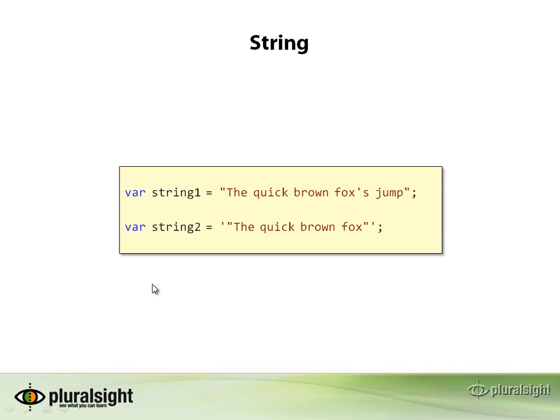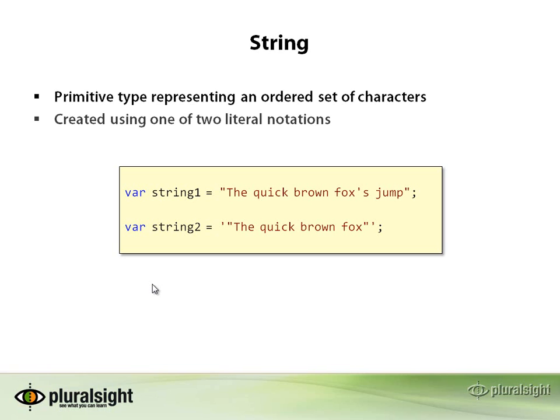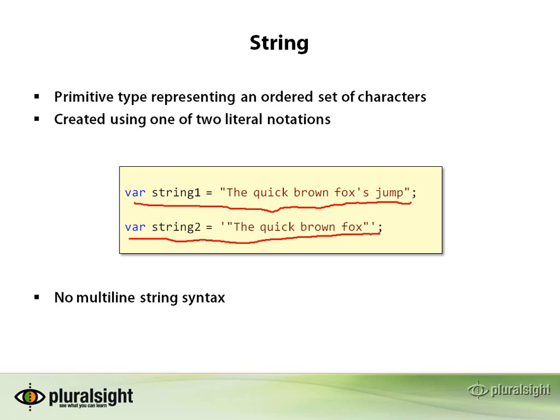A JavaScript string is a primitive type representing an ordered set of characters. And the first thing you can notice from the example on this page is that strings are created using one of two literal notations. The first notation, string 1, encloses the string in quotation marks. And the second notation, string 2, encloses the string in apostrophes.